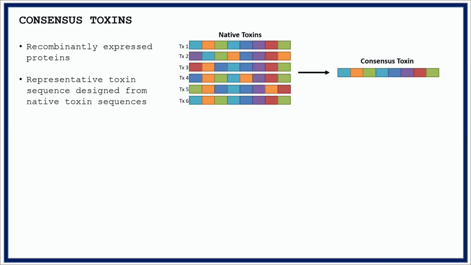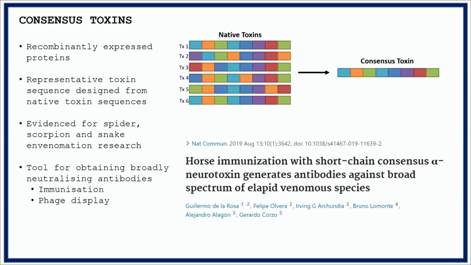Well, these are recombinantly expressed proteins that are designed to represent an average sequence and structure of many native toxins within one toxin family. Although they're still emerging in the toxinology field, they've been evidenced so far for spider, scorpion, and snakebite envenomation. And this has primarily been as a tool for generating broadly neutralizing antibodies.